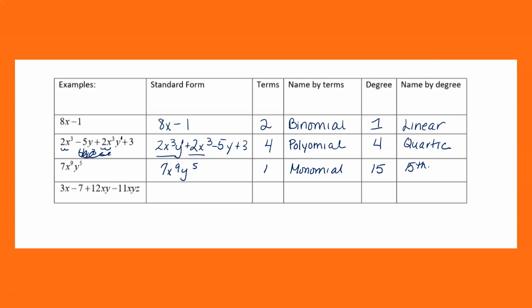So let's arrange the last one: 3x minus 7 plus 12xy minus 11xyz. So we have 1, 2, 3 exponents here, so that's our highest, because the degree of that one is 3. Then 12xy has a degree of 2, 3x has a degree of 1, and 7 has a degree of 0. So there are 4 terms, making this a polynomial. And our highest degree is 3, so that makes this cubic.